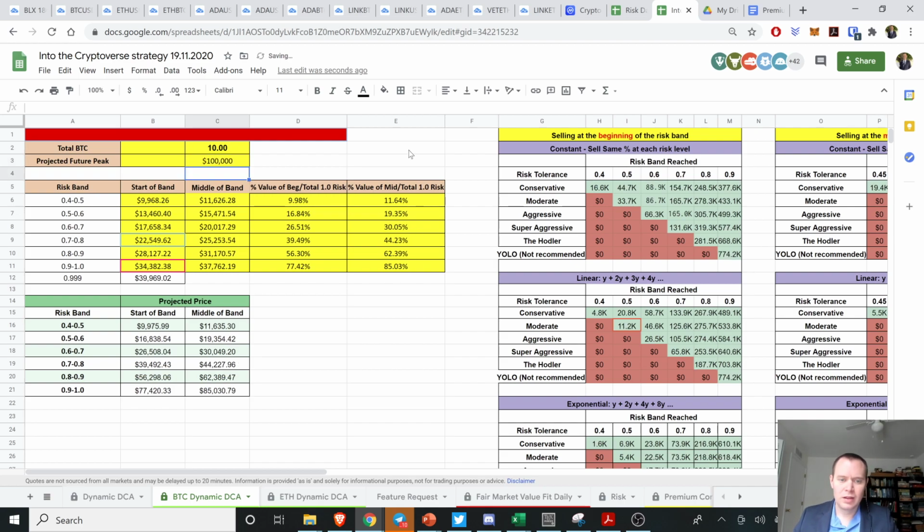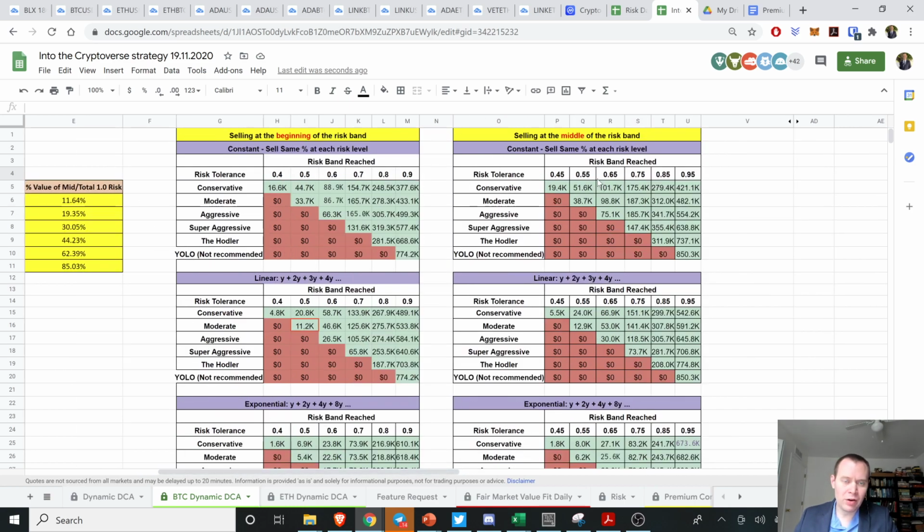Let's keep it simple. Then you can look over here to see, depending on what your risk tolerance is, what might your profit be if you sell to USD, how much USD would you ultimately have? This is cumulative. So for instance, if you have a conservative strategy and you sell at 0.4 and then continue on selling at 0.5, it's 44.7K at 0.5 and had you sold at 0.4. So this value equals what you would have made selling here and here, and so on and so forth. So if you were conservative, by the time you reach 0.9 risk, theoretically 377K. For moderate, theoretically 433K if you reach the top.